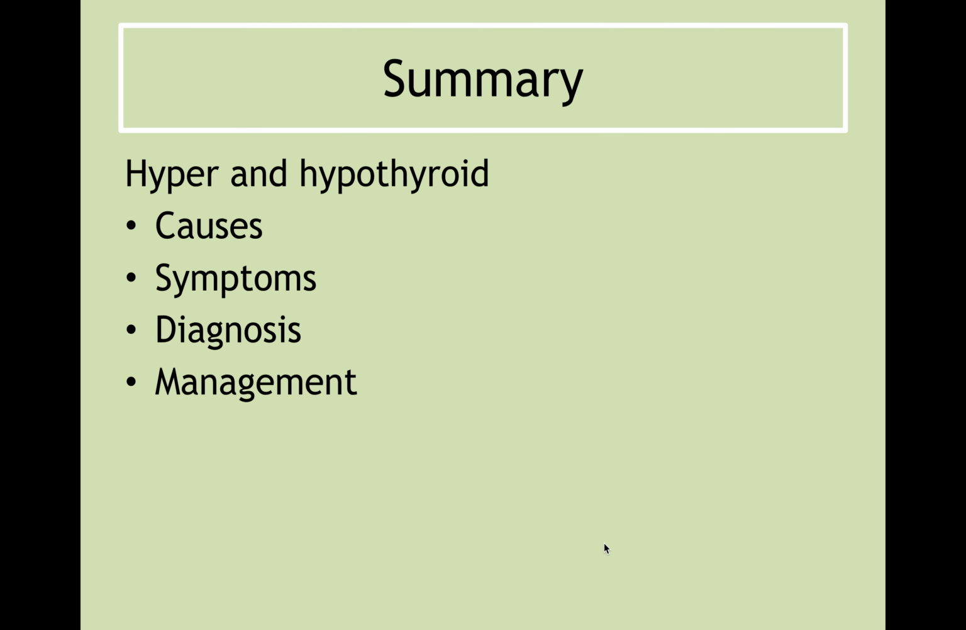So, in summary, we've been through hyper and hypothyroidism. We've also looked at different types of goiters. We've been through some of the causes, their main symptoms to look out for, how to diagnose, including looking at the blood tests and different imaging modalities when looking at goiters, and the different management options of hyper and hypothyroidism.